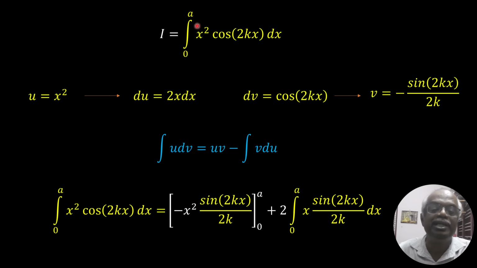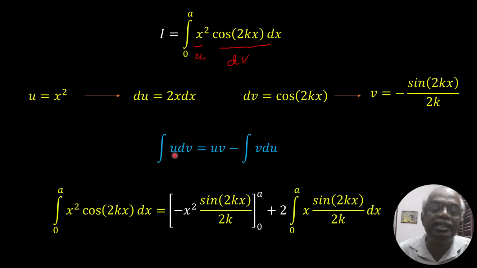First, I will take the integral between 0 to a, that is, the box width is a, of x squared cos 2kx dx. Now you can see you can do this integration by parts. Let this be u and this be dv. So u is x squared, then du is 2x dx, and dv is cos 2kx. That means v is equal to minus sine 2kx over 2k.